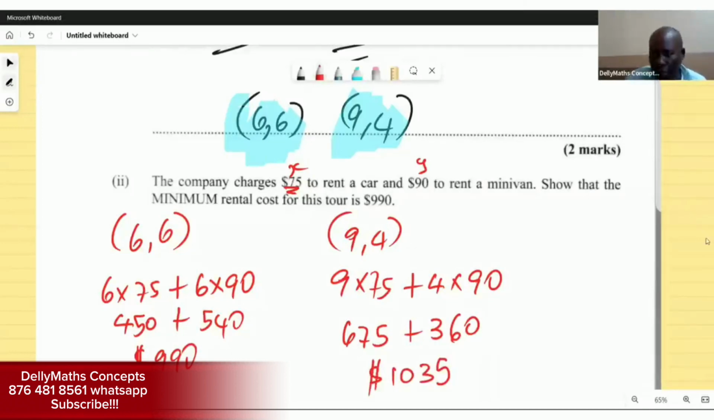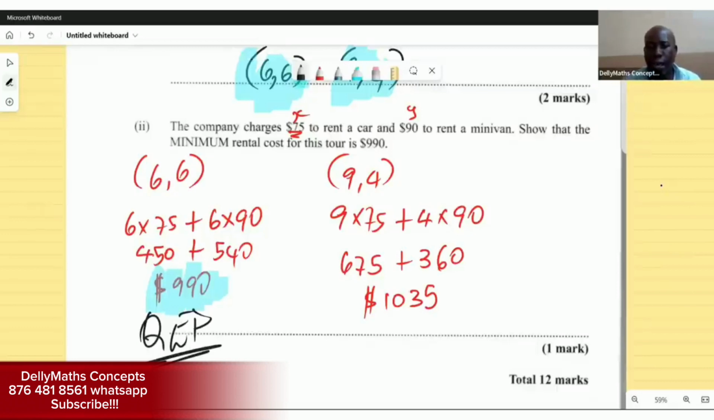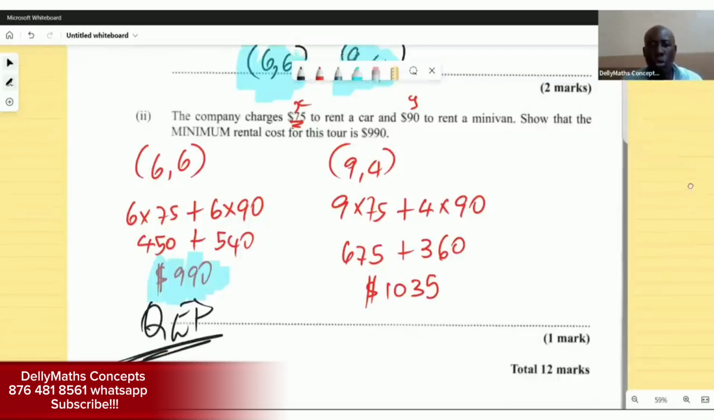So we have proven, as you can see here, that $990 is the minimum cost. That's it, that is just the proof. Hence, we have proven that. All right, so we have just shown that right there.